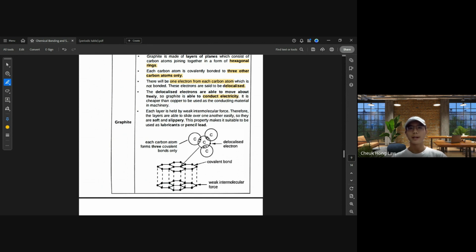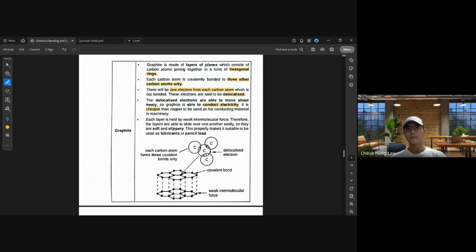And one important point there is that it is cheaper than copper. So if the question asks you why people use graphite instead of copper as the conducting material, then you say it's cheaper.